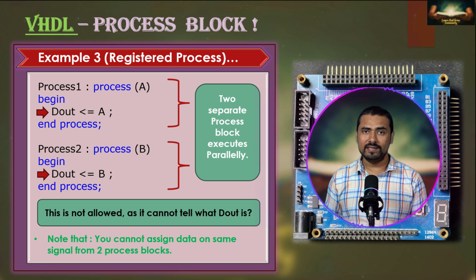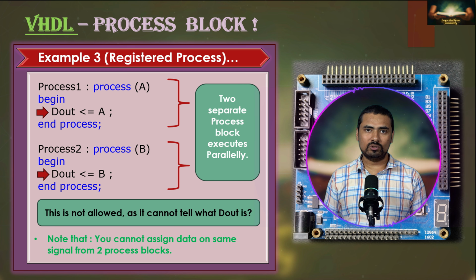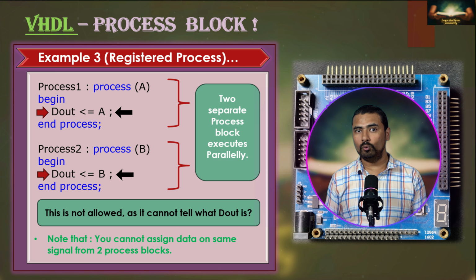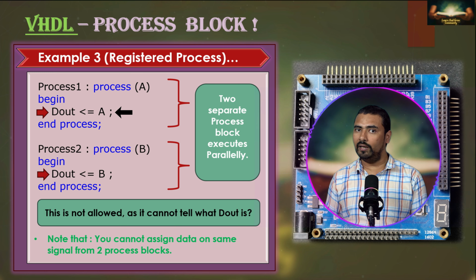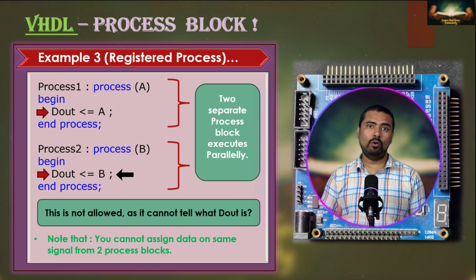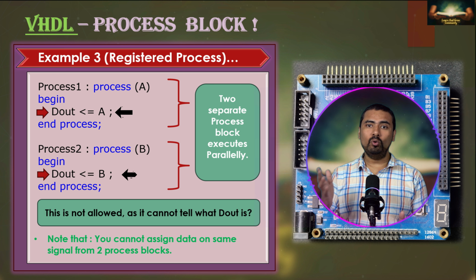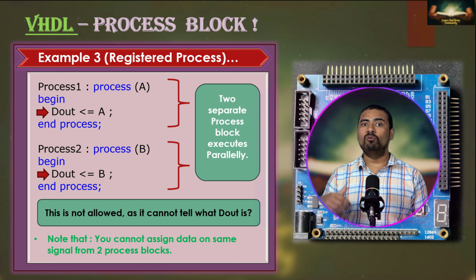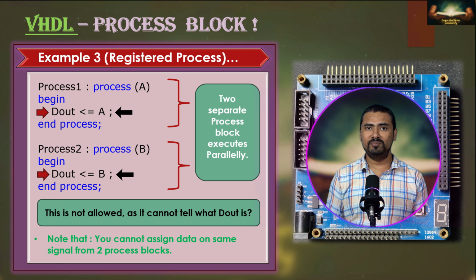There is no problem in this, but look over the assignments inside these process blocks. Both of these process blocks are assigning the data into the same output signal, which is Dout. So process 1 is saying that Dout gets a value of A and process 2 says that Dout is B. And now there is a problem because they both execute at the same time. Suppose signal A value is 0 and signal B value is 1. Then what will be your output signal Dout when both the assignments run at the same time?